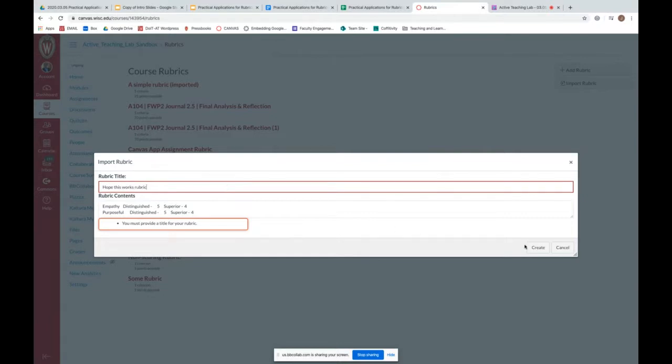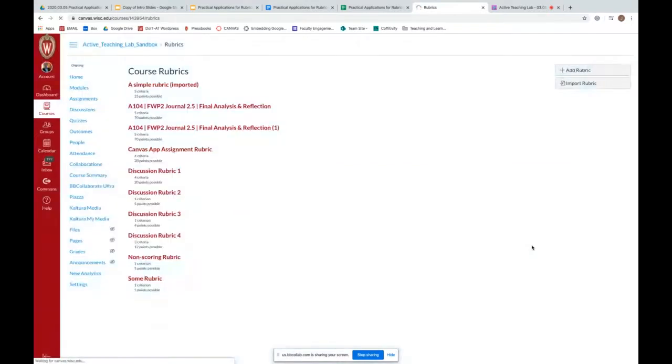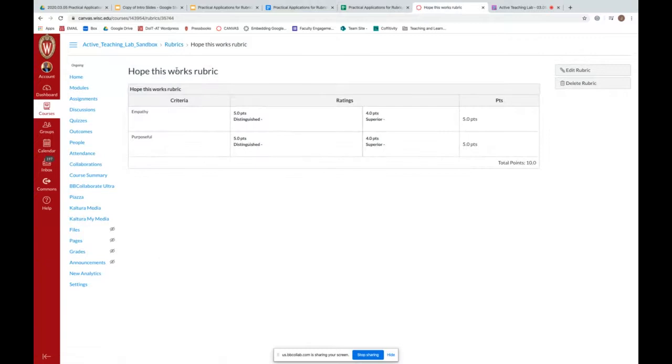This works for me. So the title does appear. So you clicked add rubric to get there? Yeah, so clicking add rubric and then import rubric. Right. Okay. And then your rubric has appeared.